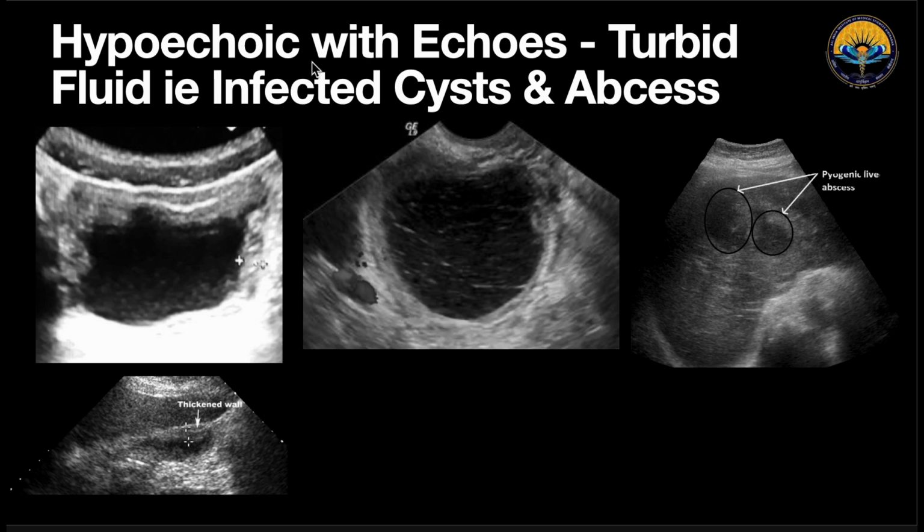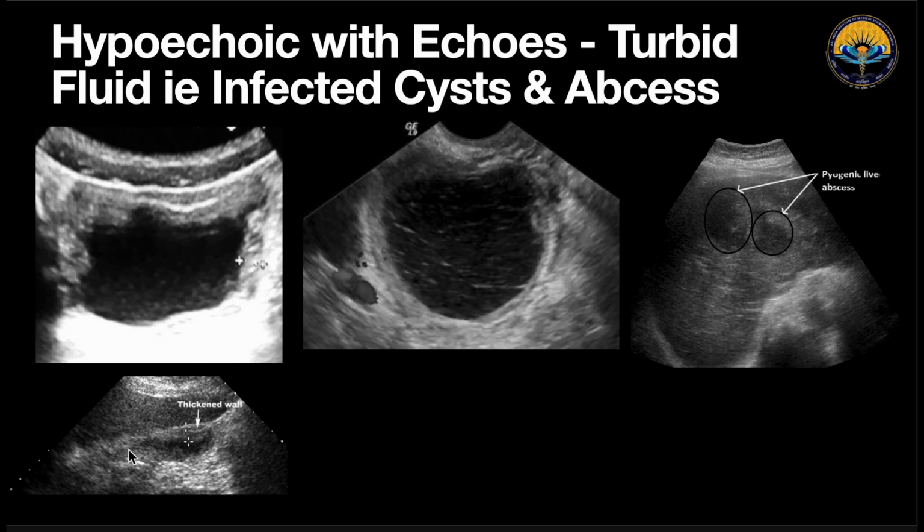Coming to hypoechoic with some echoes, that means it's a turbid fluid. Turbid fluid means that the cyst is no longer simple, it's an infected cyst, or there is formation of an abscess. Like in this, we can see this is the bladder, and here we can see mucosal wall irregularity and thickening of the wall, and inside the bladder we can also see some internal echoes.